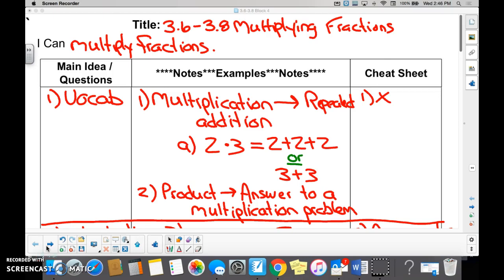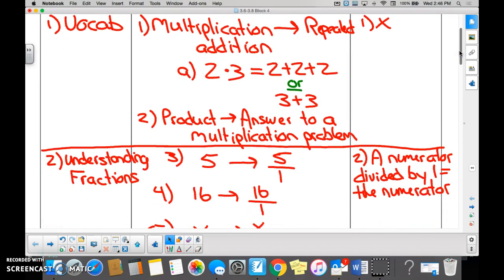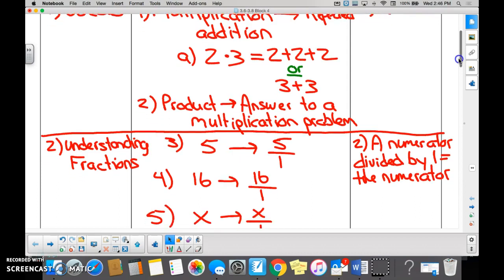And then a product is an answer to a multiplication problem. A product, again, is an answer to a multiplication problem. Can somebody tell me the answer to a division problem just for kicks and giggles? Somebody else, it is a quotient. Sweet. Not that we need to know this at a particular moment, but good info.